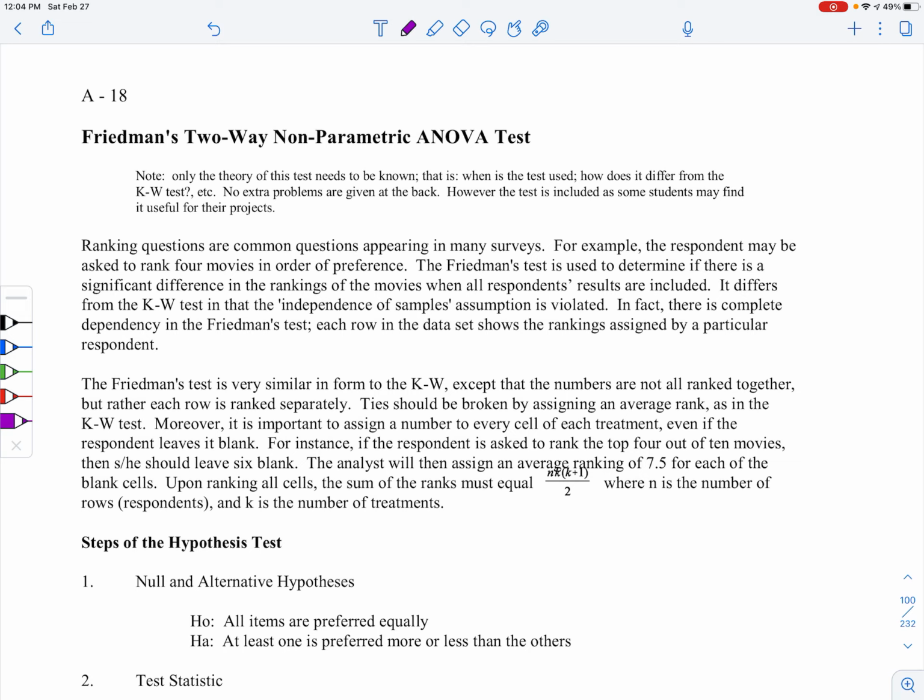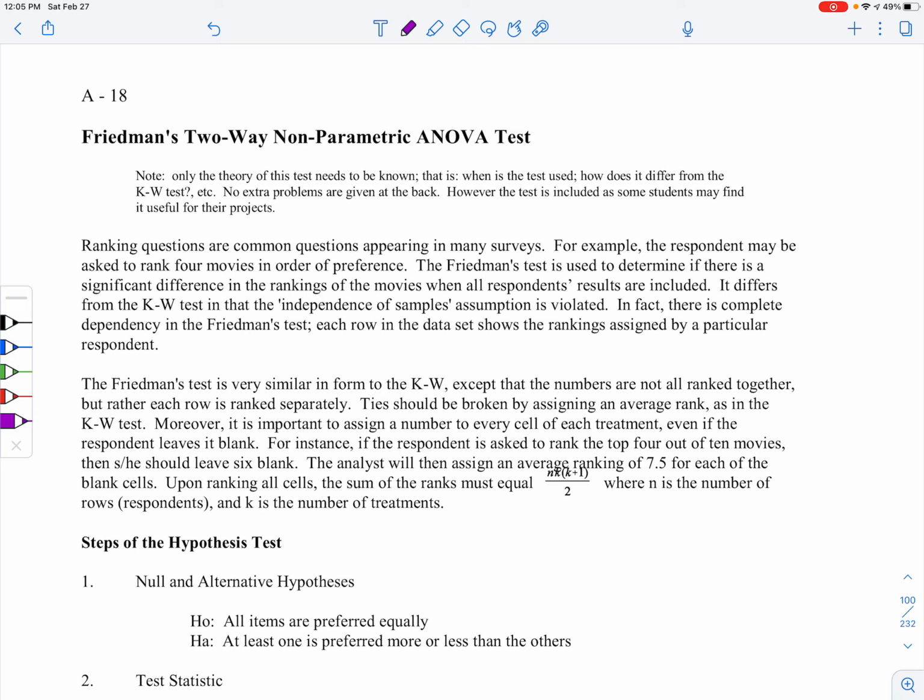But we want to take a look at this one last test in Unit A, and it's the Friedman's two-way non-parametric Anova test. Kind of a scary sounding name there. But here's what it's all about here. You use a Friedman's test when you've got a question about ranking. So a lot of your surveys that you're doing for your project have ranking questions. So for instance, what are the top reasons that you've chosen our particular restaurant?